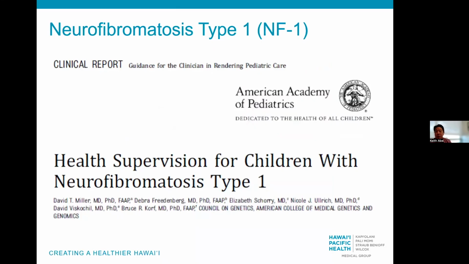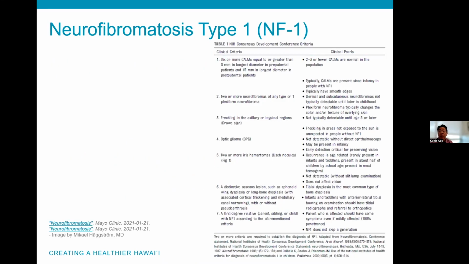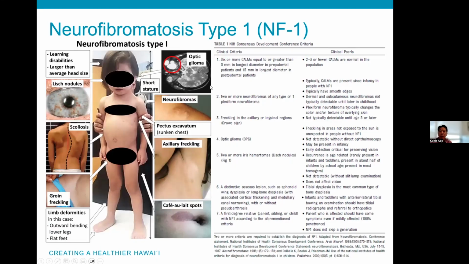So NF1. This guideline is, I think, older, I think 2019. NF1, we see it commonly. Again, a list of criteria. Mainly we're thinking about the cafe au lait macules, and the size depends on whether the patient's in prepuberty or in puberty. Kind of the constellation of things we think of, just to put them together, with the Lisch nodules, cafe au lait lesions, axillary freckling. Neurofibromas often don't show up until teenage or adult years, so we can't really expect to see that much in childhood. Later complications with the scoliosis.